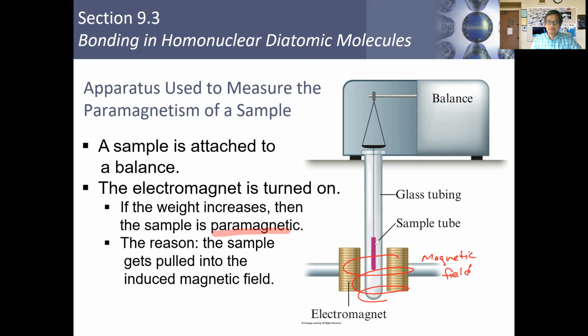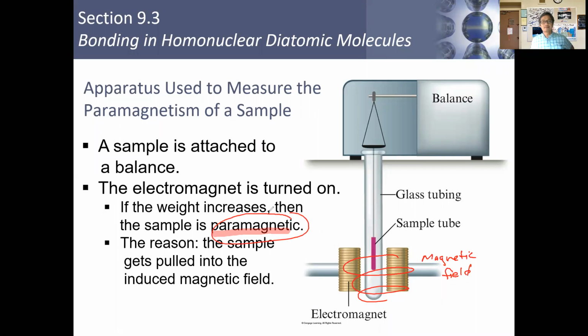If it doesn't get pulled down, then you can imagine if it's diamagnetic, gets repelled, then the balance will either move up. But typically what we see is that if it's diamagnetic, we won't see any motion of this balance at all, because the sample tube won't get pulled into the magnetic field. So with this particular balance, we're testing for paramagnetism.